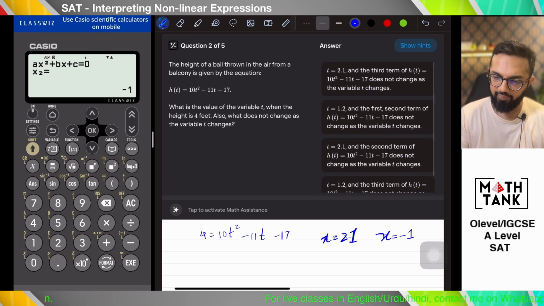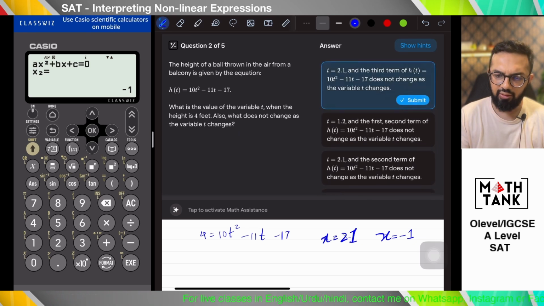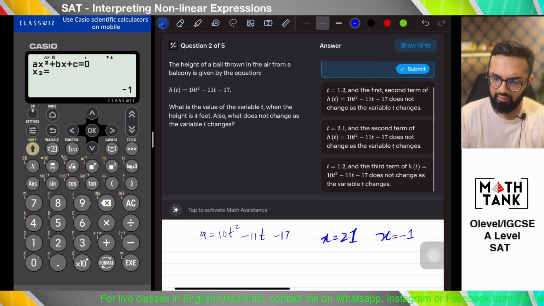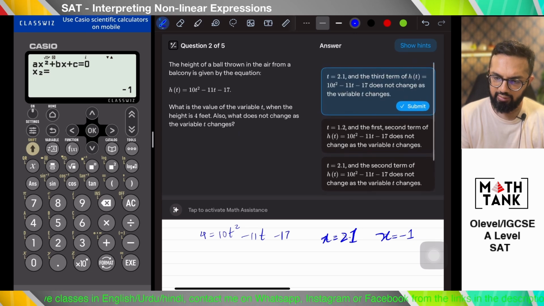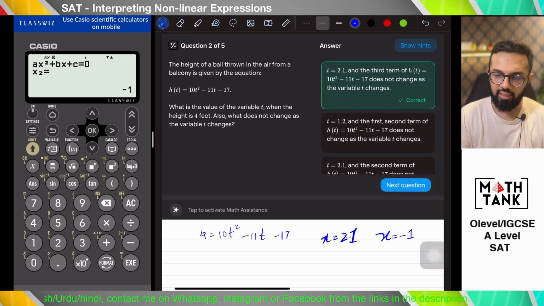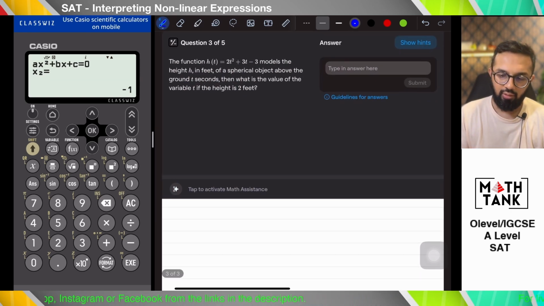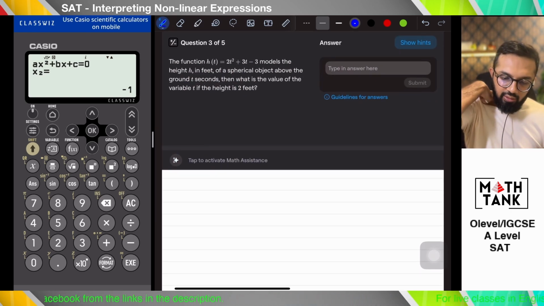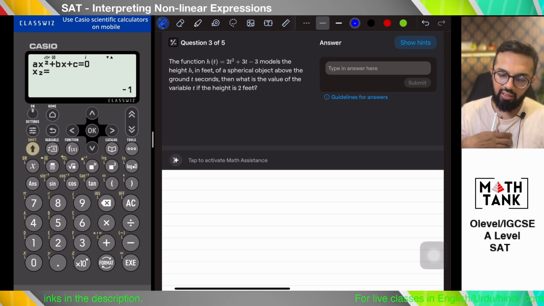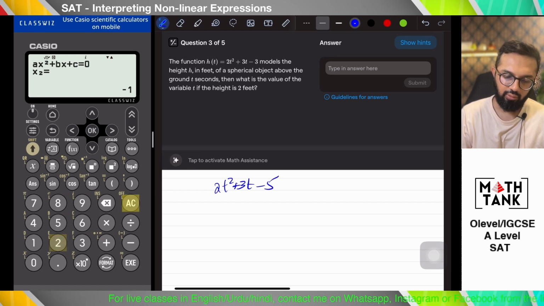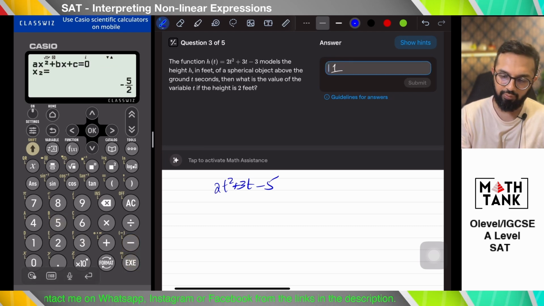Okay, the h(t) does not change as the variable t changes. No, that's not correct. And the third term, okay, the third term does not change. Yes, the third term does not change. Okay, the function h models this, then what is the value of the variable t if the height is 2 feet? So again, I have to solve this with 2. So 2, 3 minus 5, 1 and minus 5 over 2, so 1.